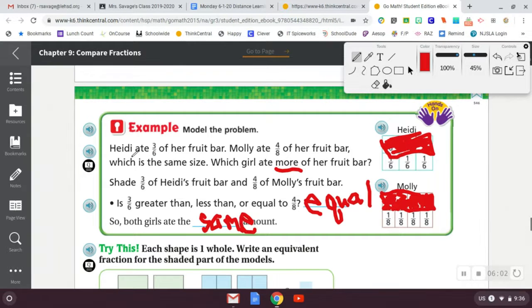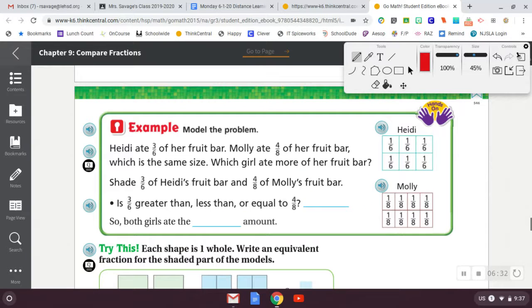Now let's look at 3/6 and 4/8. I can tell that these are each a half. How do I know that? 3 is half of 6. 4 is half of 8. So all of these are equivalent to 1/2. All right, moving on.